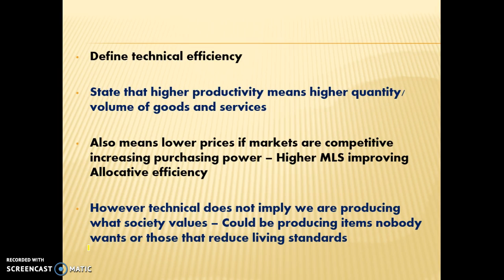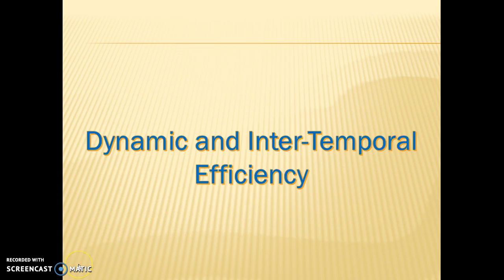However, what you would require for full marks is to also say that technical efficiency does not imply we're producing what society wants. So we could be producing items nobody wants or those that reduce living standards. So you need to make it clear that just by improving technical efficiency, that is not enough to ensure allocative efficiency. Next video, we're going to look at these two.